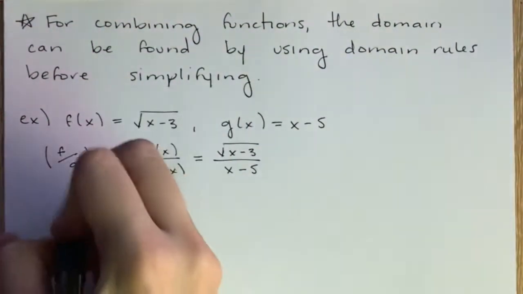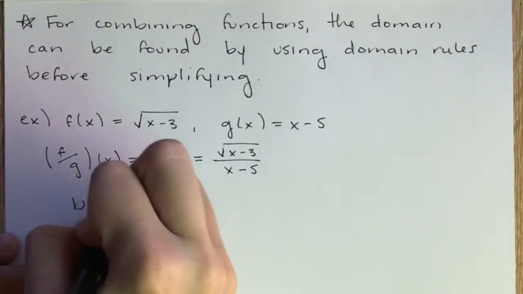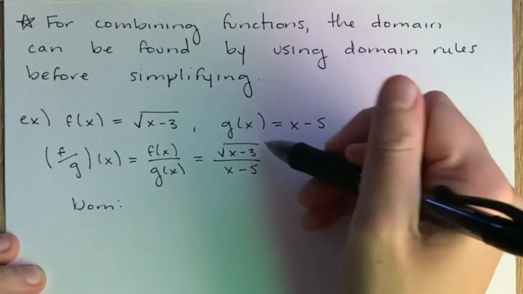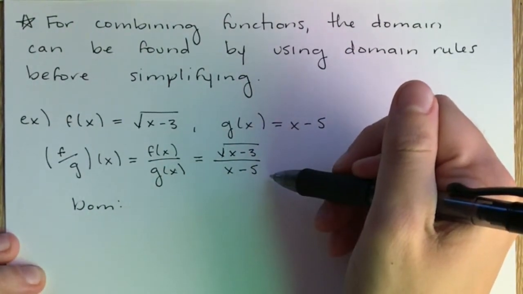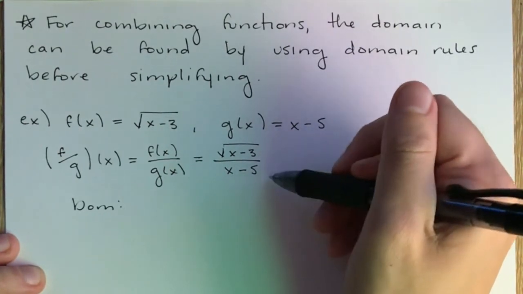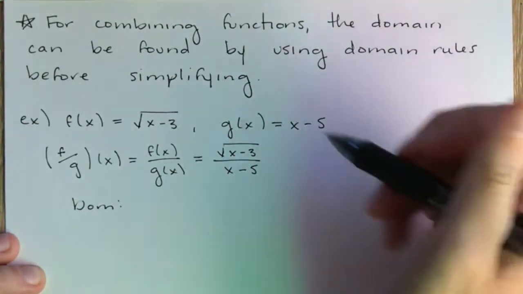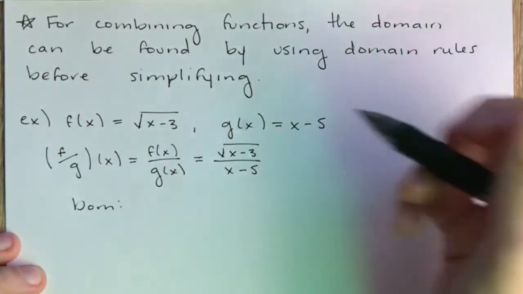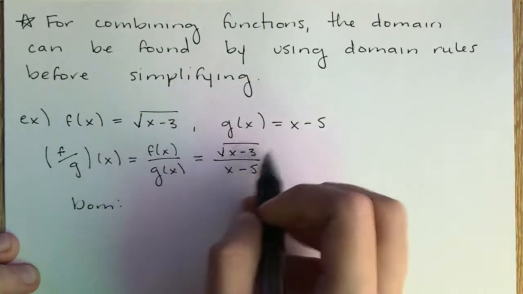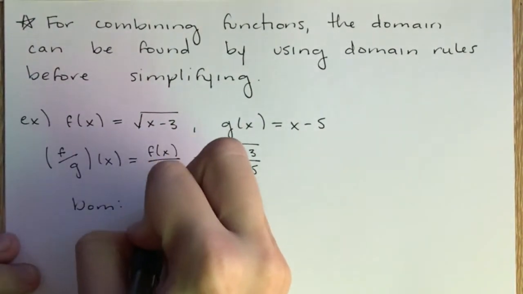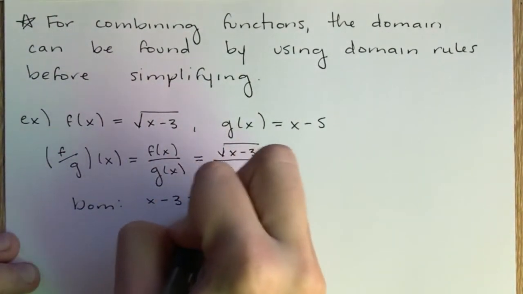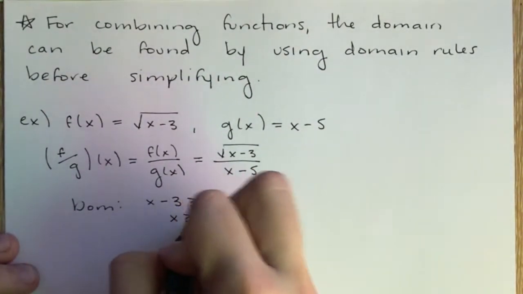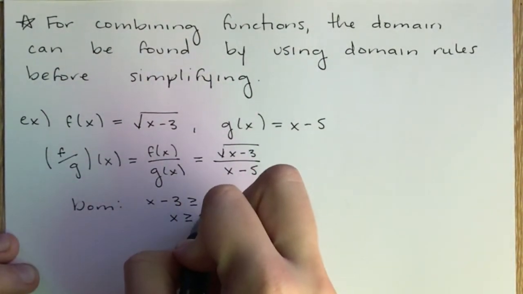What is the domain of this function? Well, it's the domain of our combined function without simplifying, right? So we use our domain rules before simplifying. So our domain rules say we need to take what's underneath the even root and set it greater than or equal to 0. So we end up with x needs to be greater than or equal to 3.